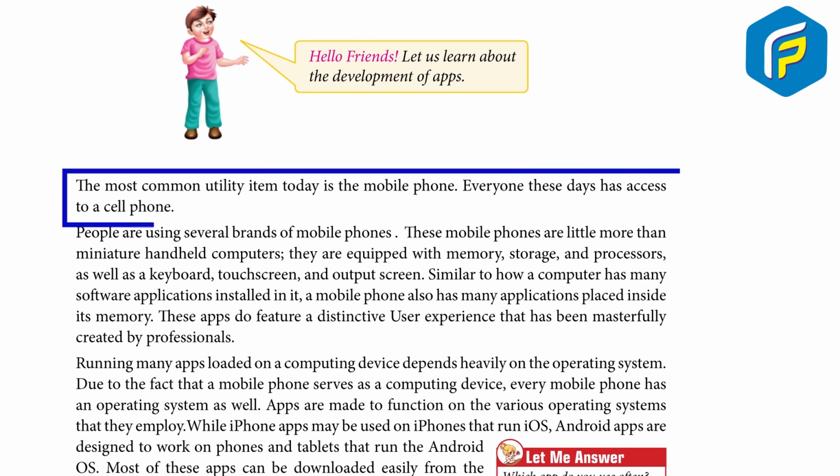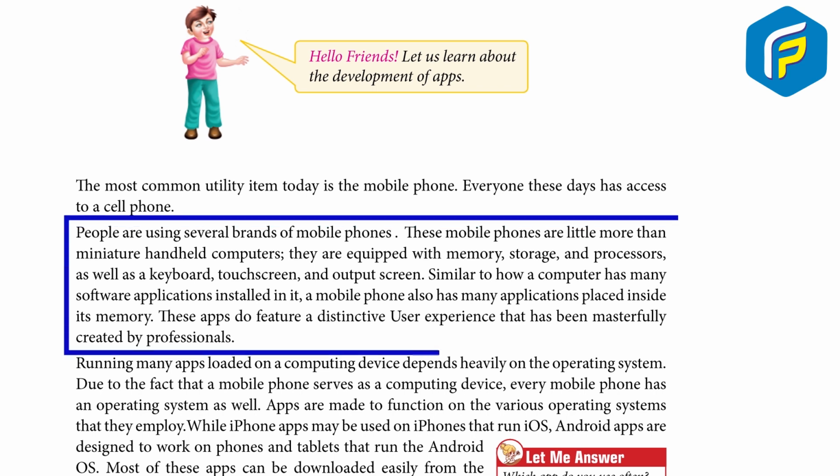The most common utility item today is the mobile phone. Everyone these days has access to a cell phone. People are using several brands of mobile phones. These mobile phones are little more than miniature handheld computers. They are equipped with memory, storage and processors, as well as a keyboard, touchscreen and output screen.